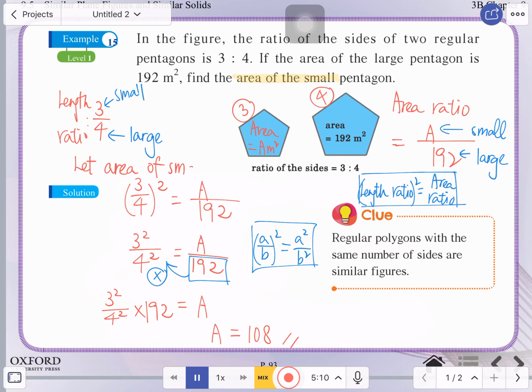Pay attention that to get a proper presentation, you should first let the area you want to find, the area of the small pentagon, be a meters square. Otherwise, it will be poor presentation. So that's the end of this question.